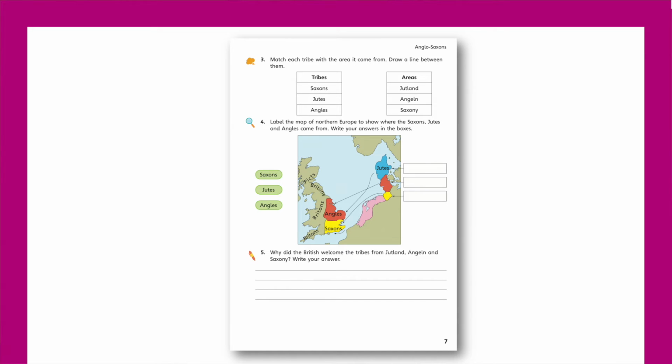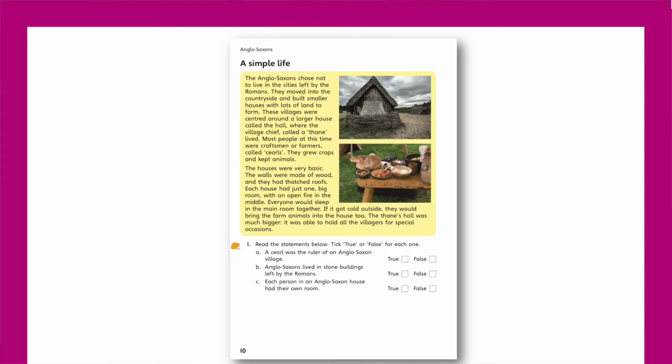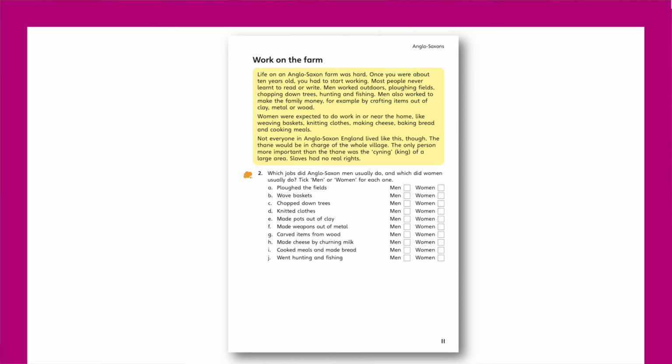Lesson 2 asks, what was life like in Anglo-Saxon Britain? Pupils will learn about how the Anglo-Saxons were mostly farmers. The different social roles will be set out, including the roles of men and women. In this lesson, the dynamic role of religion will also be explored, including the pagan beliefs of both Britons and Anglo-Saxons, and how Augustine reintroduced Christianity to Britain during this period.